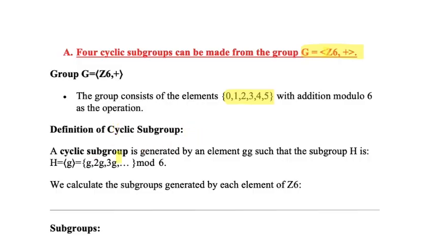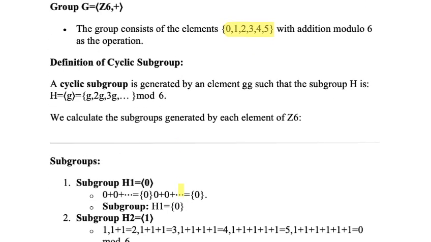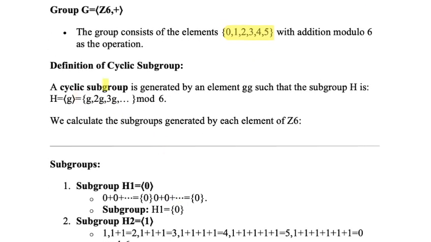A cyclic subgroup is generated by an element G such that the subgroup can be generated by G, 2G, 3G, 4G and so on, modulo 6. Why modulo 6? Because we have 6 elements in this group. Now we need to calculate the subgroups. The first is G, and the second value will be 2G, where the binary operation given is addition.